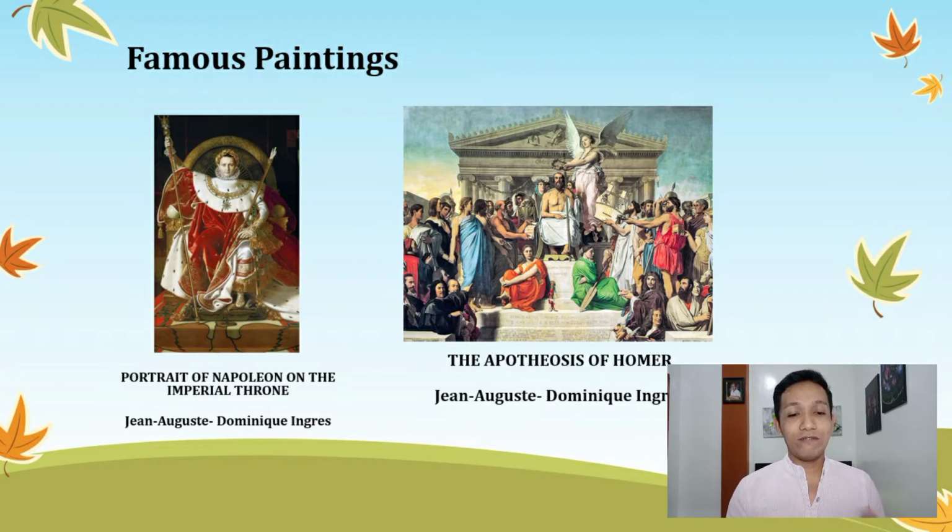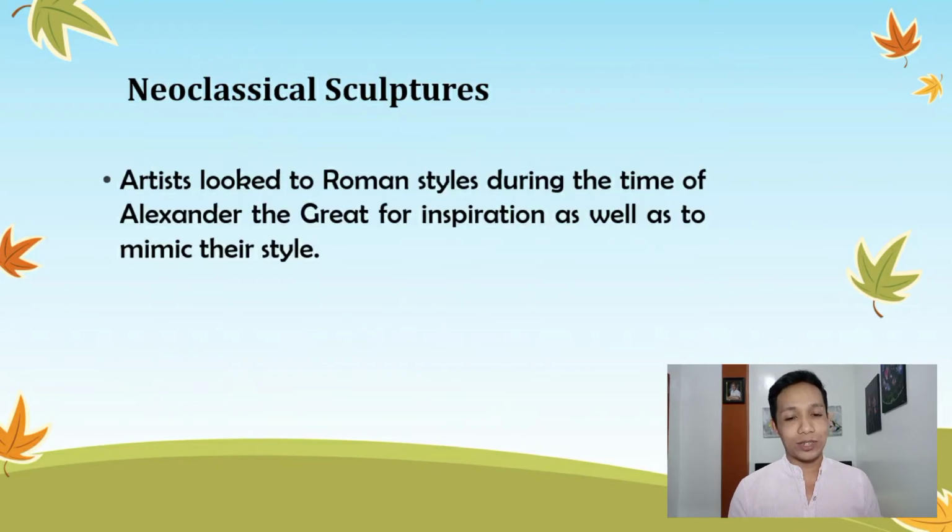Moving on to the next visual art form of neoclassicism is neoclassical sculptures. Artists looked to Roman styles during the time of Alexander the Great for inspiration as well as to mimic their style. Let us give emphasis to these neoclassical sculptors.